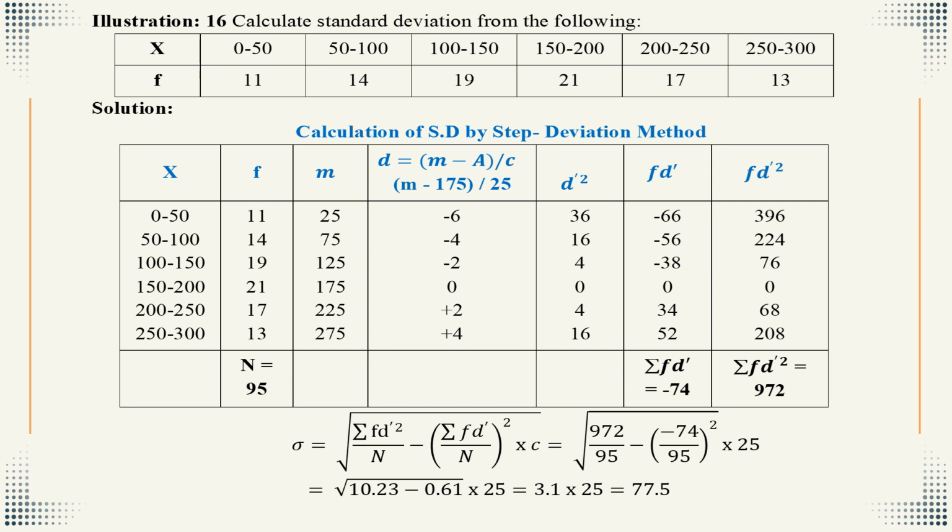21 into 0, 0; 17 into 4, 68; 13 into 16, 208. Then the total of these values should be calculated. The sum of fd is minus 74 and the sigma fd square is 972. Then apply these values, and you will get the value of 77.5, which is between 0 and 300.